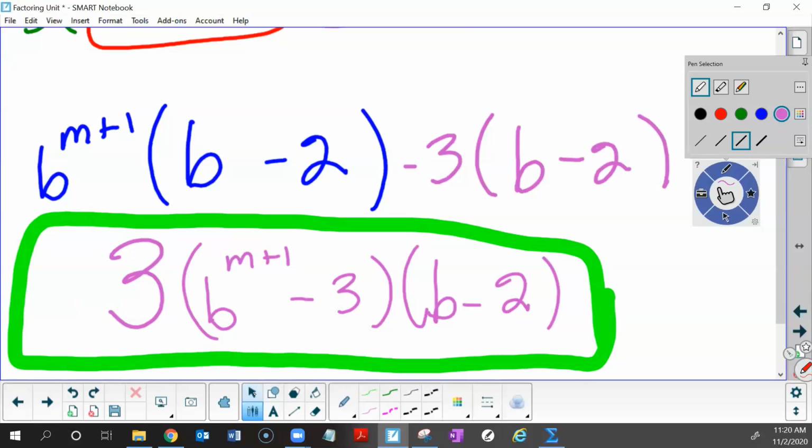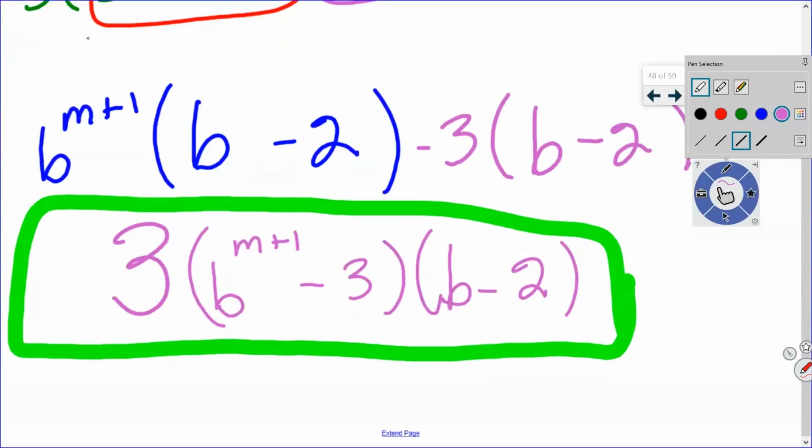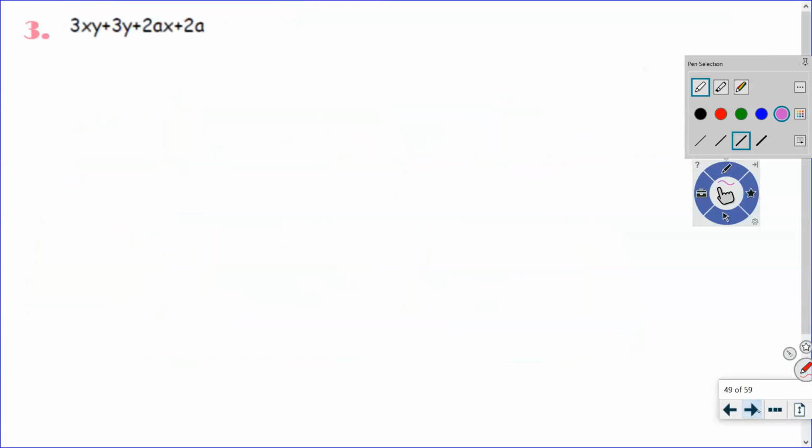Okay, so let's take a look at the next one. Do I have a GCF on number 3? No. So let's just break them into two groups. The first two terms look good together. The last two terms look good together. So let's go ahead and do our GCF thing.